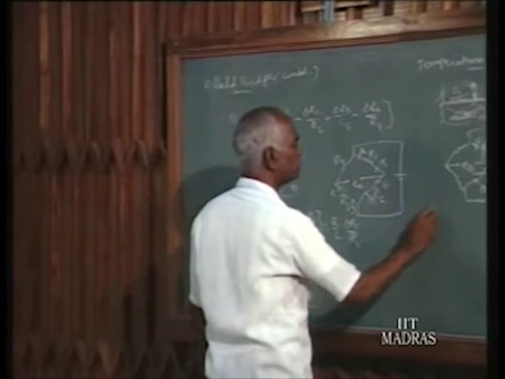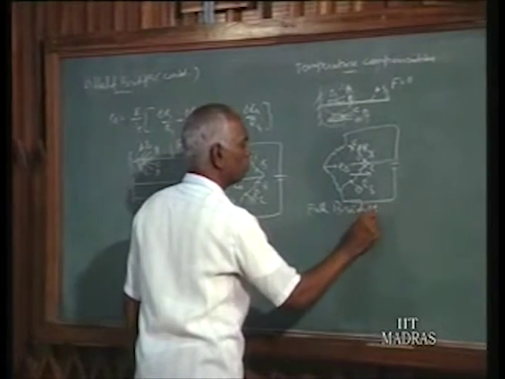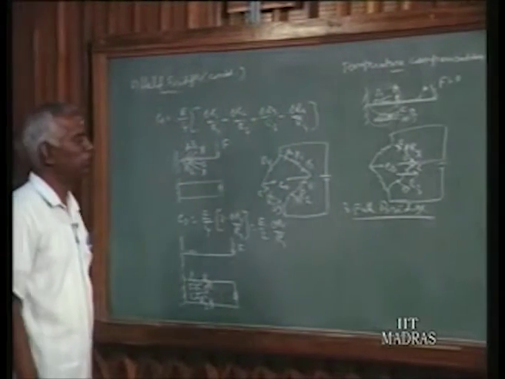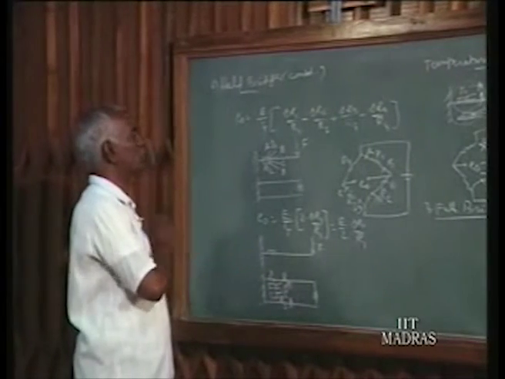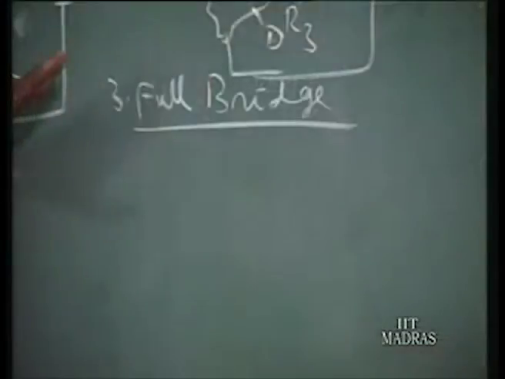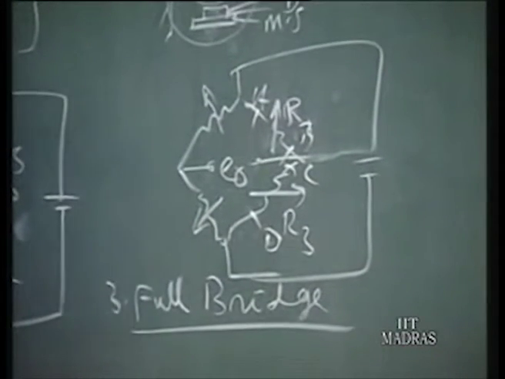Now we go to full bridge, that is this third configuration, full bridge, in which the bridge is made use of: quarter bridge, half bridge and full bridge. Full bridge means all the four arms are active. All the four arms are active. That is what is full bridge.